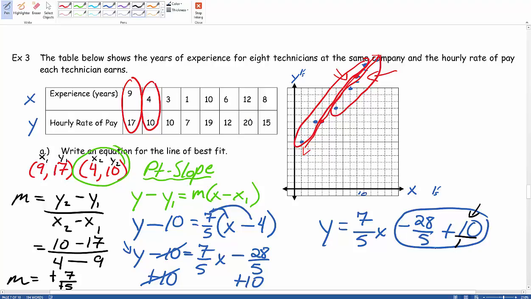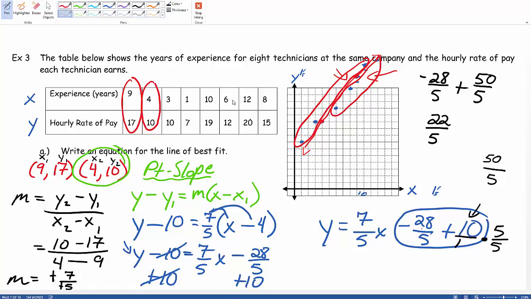In order to add these two numbers together, we have to get the same exact bottoms. So we would multiply the bottom by 5 to get the same bottom of 5, and what we do to the bottom, we also do to the top. So 10 is really the same thing as 50 over 5. We just change the way this one looks so that we can add it to this negative 28 over 5. Now that we have negative 28 over 5 plus 50 over 5, we can combine them since they have the same bottoms. Negative 28 plus 50 comes out to be positive 22 over 5.